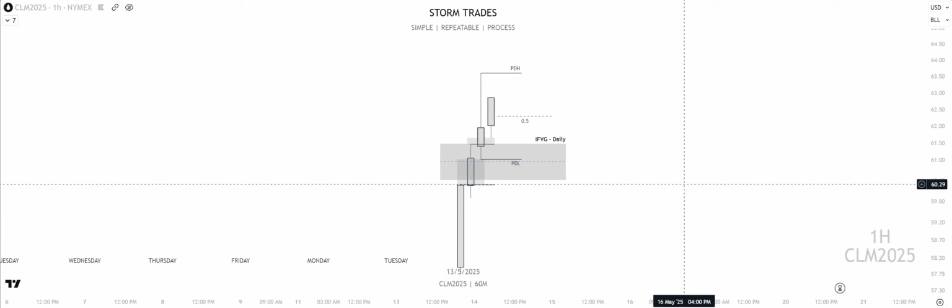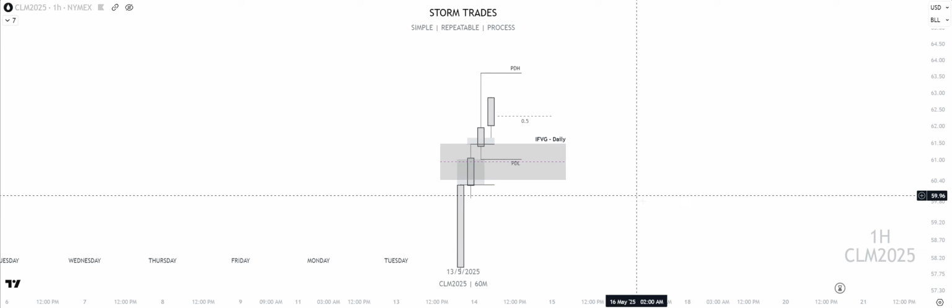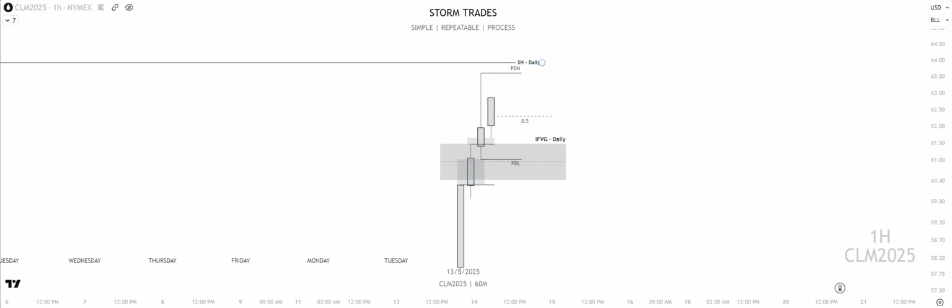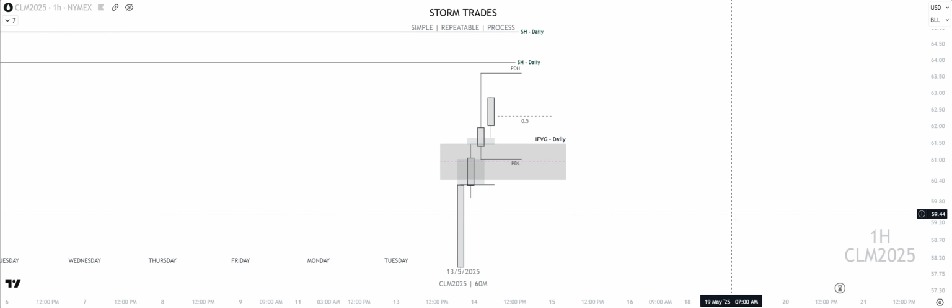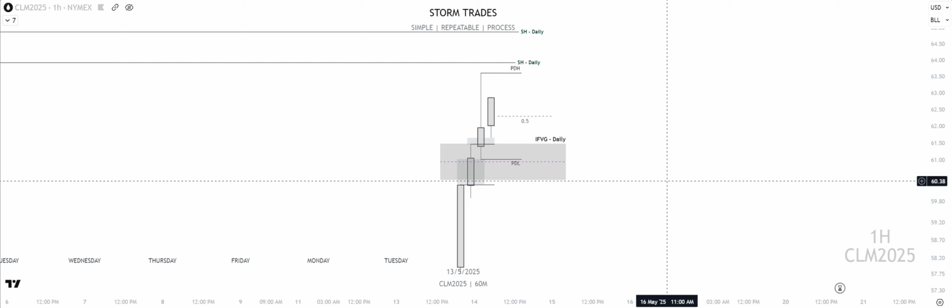Now we want to look for, do we have some additional draws on liquidity? All right, so we do in the form of a swing high, which is fairly close to the previous daily high. And we even have an additional swing high above that. So all things looking bullish. It doesn't have to be more complicated than this. This actually can be done in less than 3 minutes.